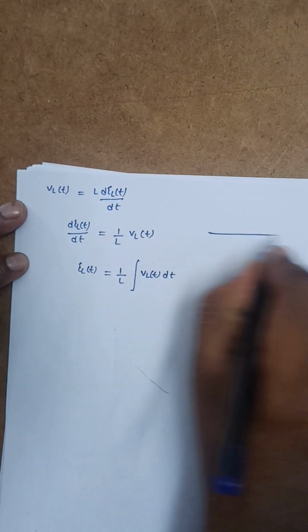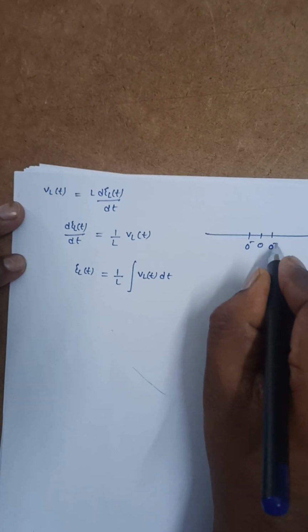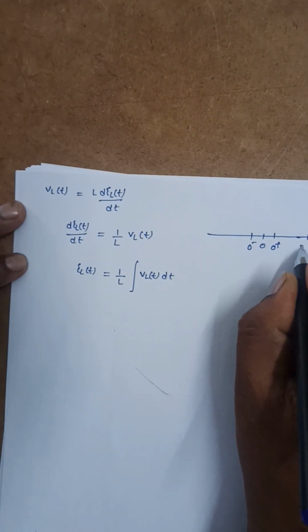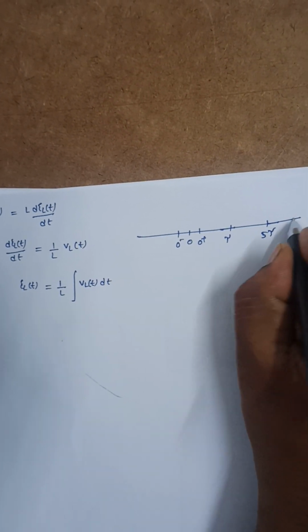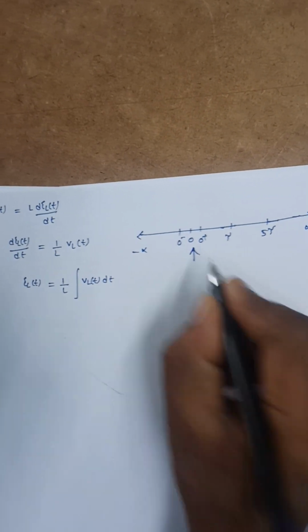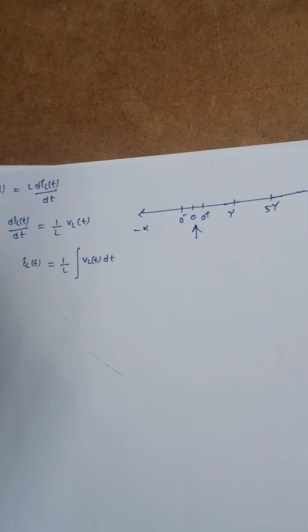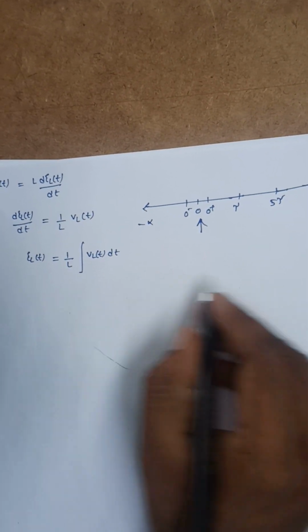Now let us consider this switching action on this time scale. From t equal to 0 minus to 0 plus, it is tau, it is 5 tau, it is infinity, it is minus infinity. It is equal to 0 is the switching instant we normally take. Now I need to find the current flowing through the inductor.